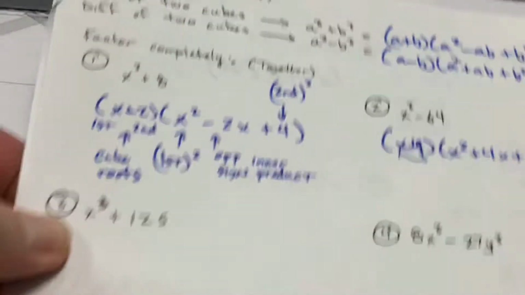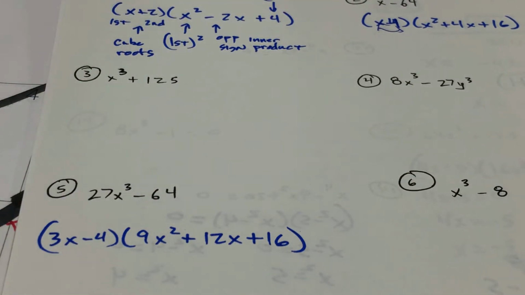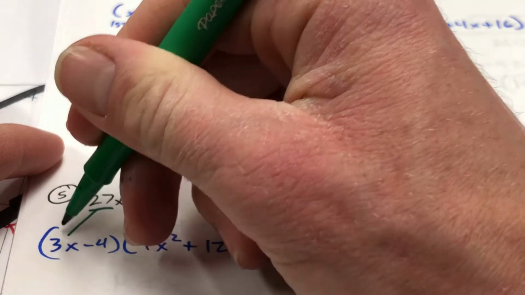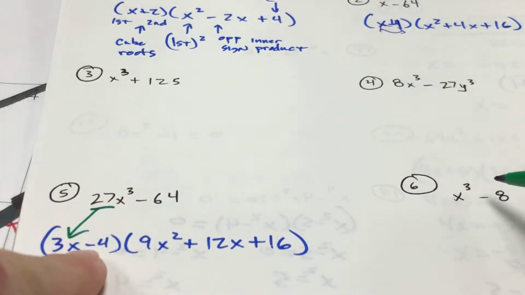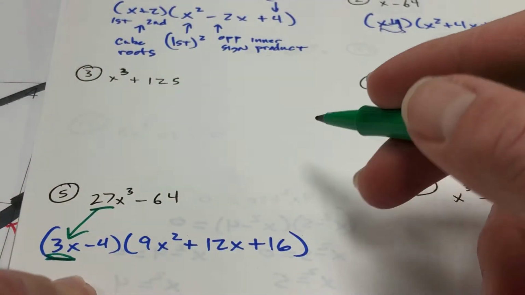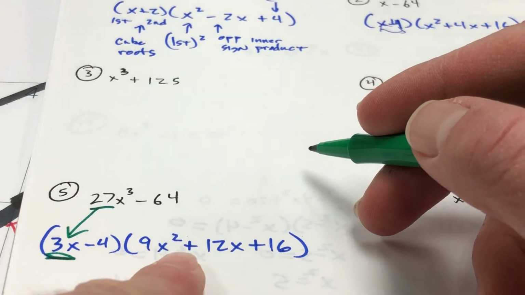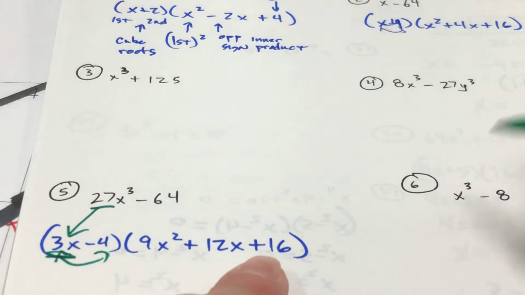All right, on 5. 27x to the third minus 64. I take the cube root of 27, that is 3. I take the cube root of x to the third, that's x. Minus, I take the cube root, or the third root, of 64, which is 4. Take this first term, 3x, and I square it, 9x squared. If that's a negative, this is going to be a positive. The inner product, 3x times 4, is 12x. I take negative 4 and I square it, plus 16.